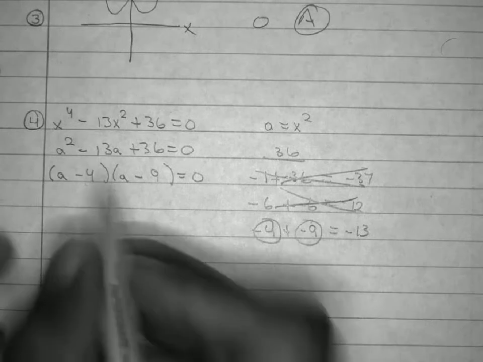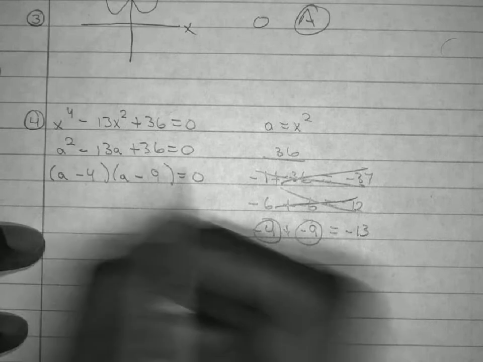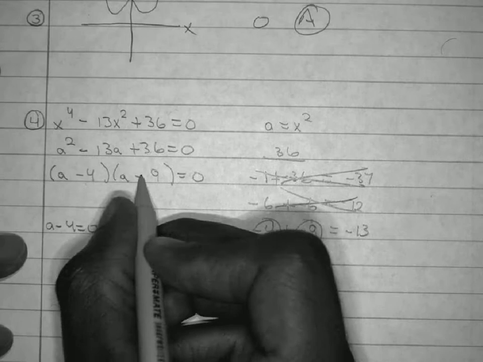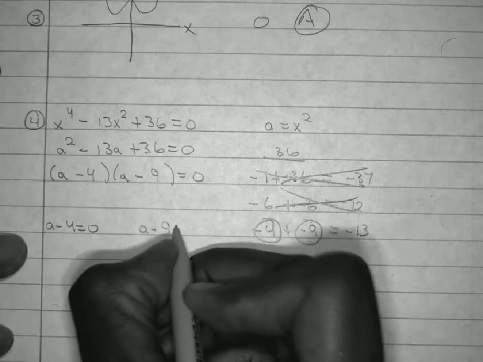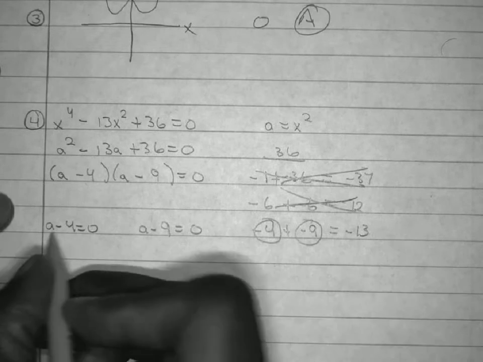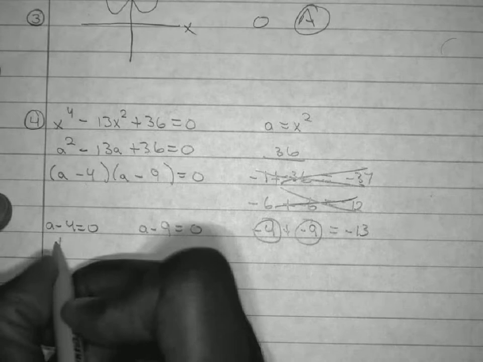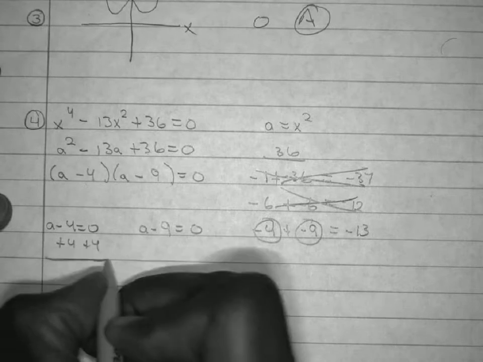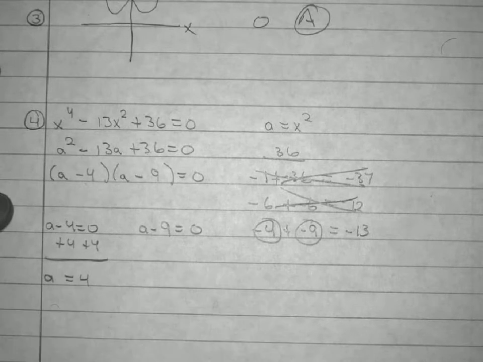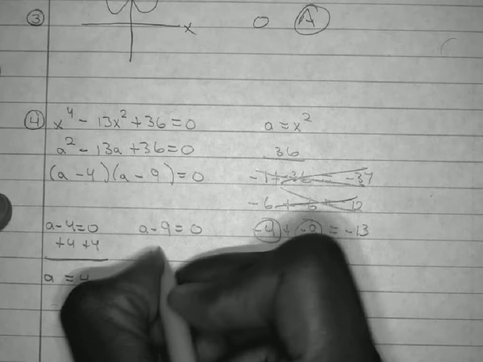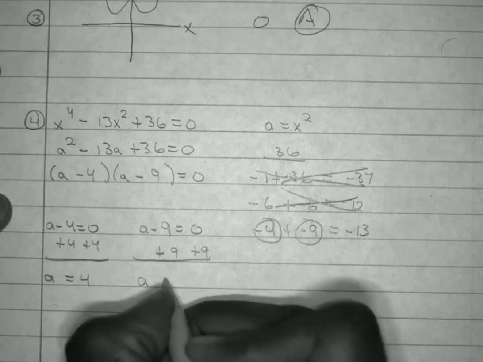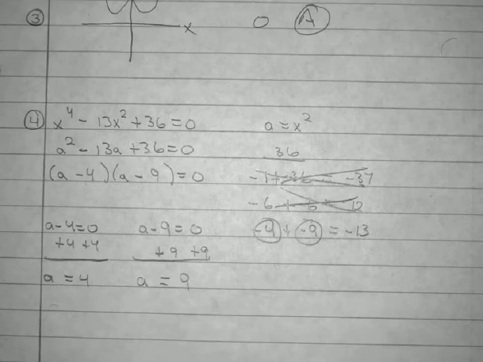Okay? So once I've done that, I got to remember that a minus 4 needs to be set equal to 0, and then a minus 9 needs to be set equal to 0. Okay, please forgive my a's and my 9's looking so similar. Now, let's solve for a. A minus 4, got to add 4 to both sides, right? That gives me a is equal to 4. Alright, same thing with minus 9. Plus 9 plus 9. And I have a equals 9.